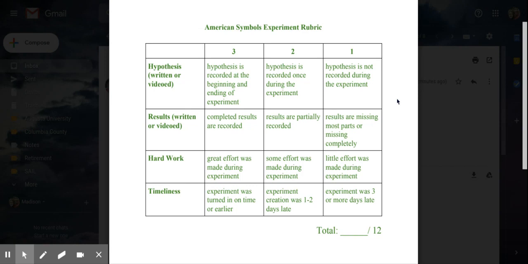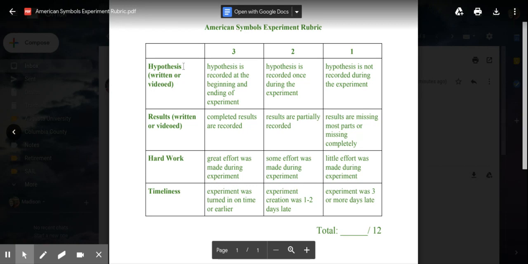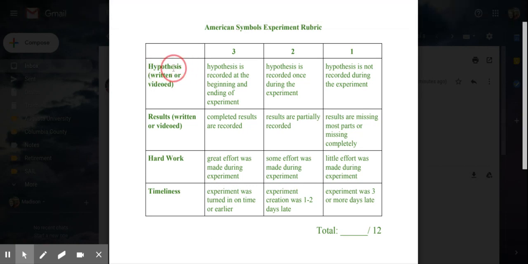Okay, so remember when we've done experiments in class? The first thing that we would do is form a hypothesis. Hypothesis is this big word right here. And this is basically a prediction about what you think will happen. So I'm giving you options. You can either write your hypothesis down or you can make a video of you telling me your hypothesis. It's whichever format you want. So your hypothesis is your prediction, what you think is going to happen.